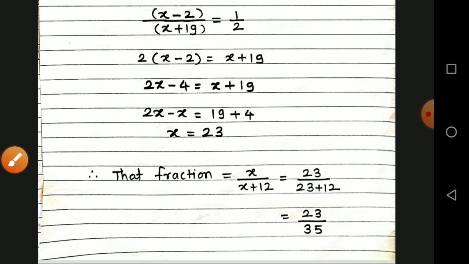That fraction, in the beginning we have written the fraction. That fraction is equal to x upon x plus 12. It is our considered fraction in variable form. The value of x we have found out here, 23. Now substitute the value in place of x, 23 upon 23 plus 12, and we get the fraction 23 upon 35, and this is our required fraction. In this way we have to solve the word examples.